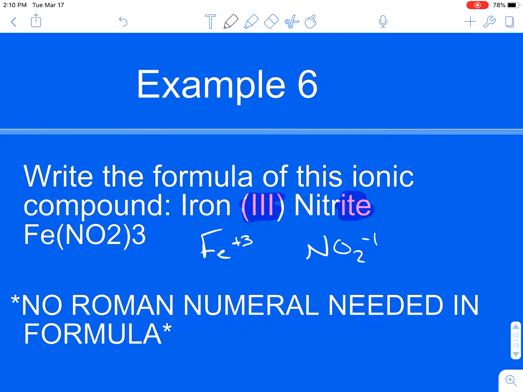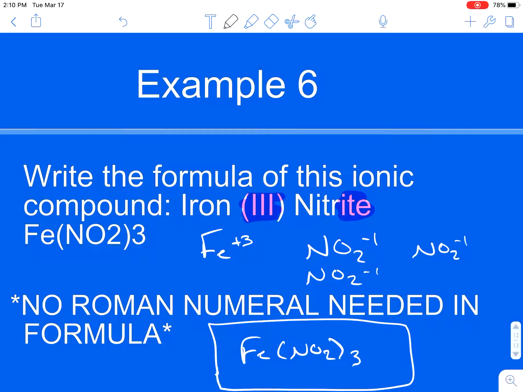So again, we're going to have to balance these out. That's going to take 3 NO2s, each at a -1, to balance out the 1 iron at +3, right? So we would write the formula as Fe(NO2)3, and it took 3 of them, so the 3 comes outside of the parentheses. That says that it took 3 NO2s, 3 nitrites to balance this out, and that is our balanced formula.